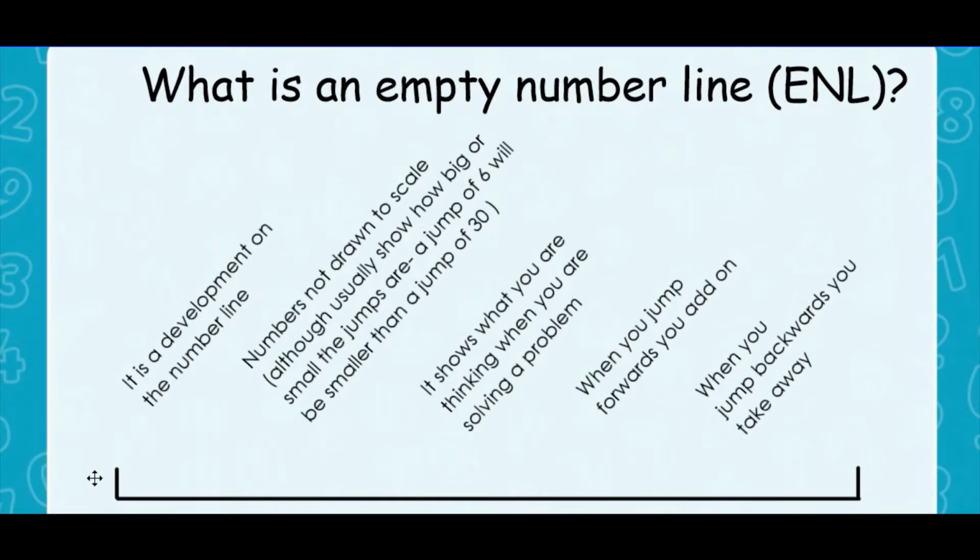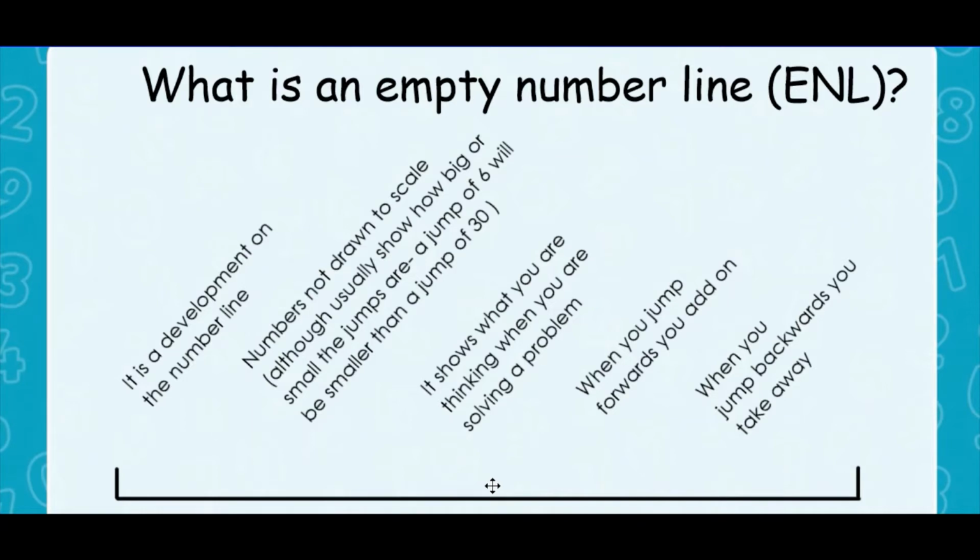If we were doing a sum in our heads, usually the things that we think in our heads could be shown on an empty number line to show how we've done it, which can help parents and teachers when they're looking at your work. In terms of addition on the empty number line, you're going to start on the left, and you're going to jump forwards when you add on.